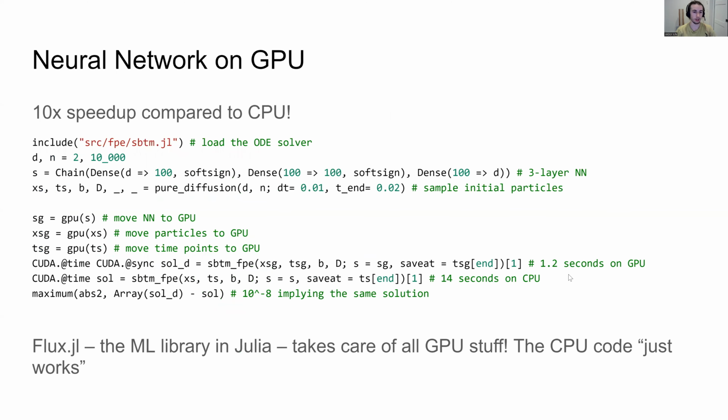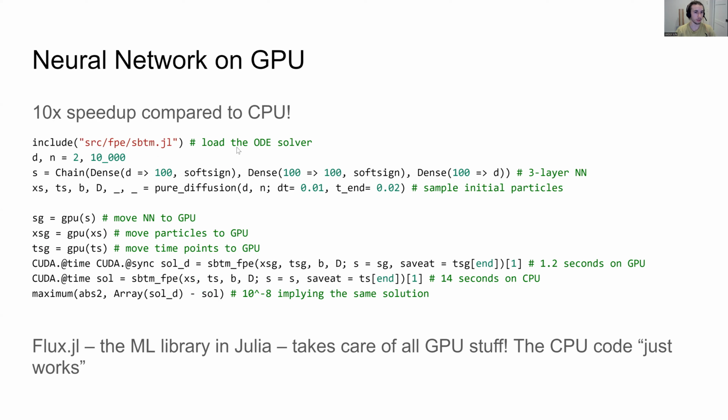Okay, let's go to the first real example, which is using a neural network. So here, the function called sbtm_fbe is something that I wrote that I'm not showing here that can work both on the CPU and on the GPU. And all it does is it solves that big system of ordinary differential equations. So let's see how it plays out here.